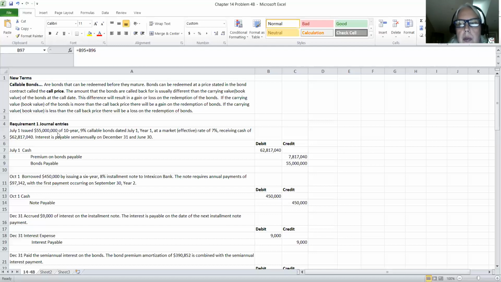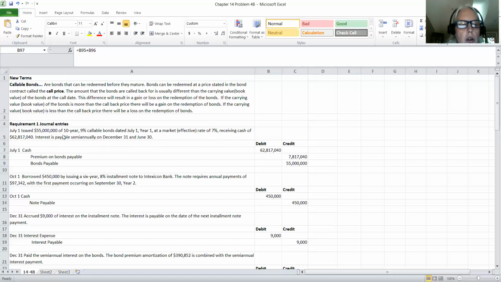In this problem, what we're going to be doing is journal entries. So we're going to look at the first journal entry for July 1st, where we're issuing 55 million of 10-year 9% callable bonds that are dated July 1st, year one, at a market rate or effective rate of 7%, receiving cash of $62,817,040. The interest is going to be payable semi-annually on December 31st and June 30th. Those are the interest payment dates.